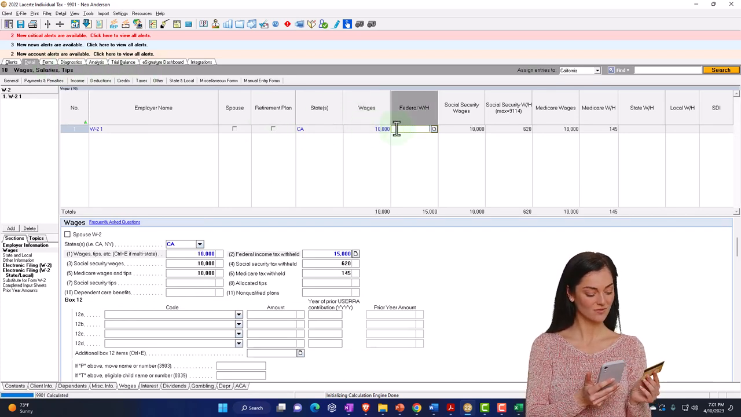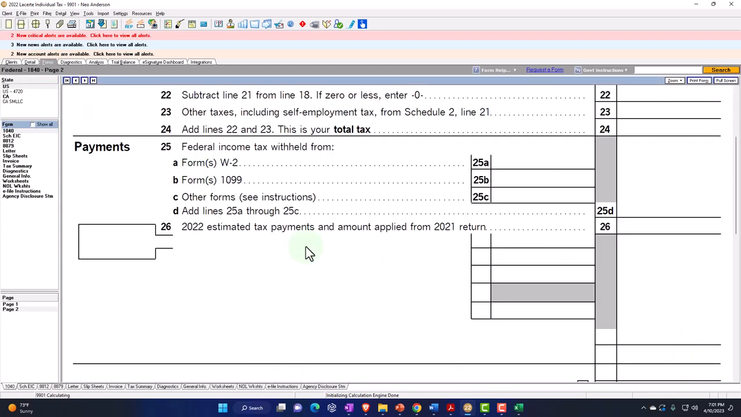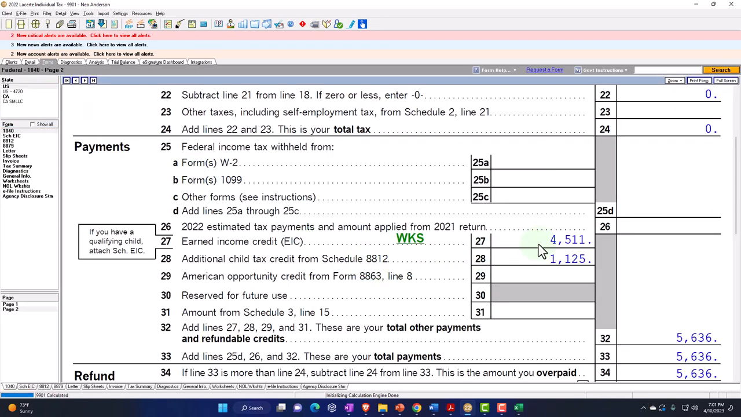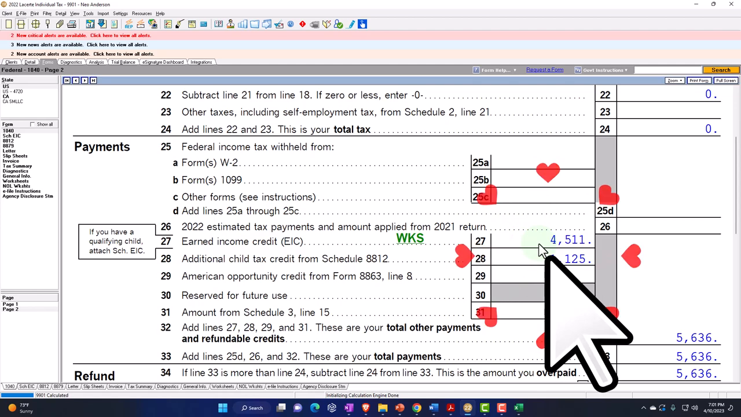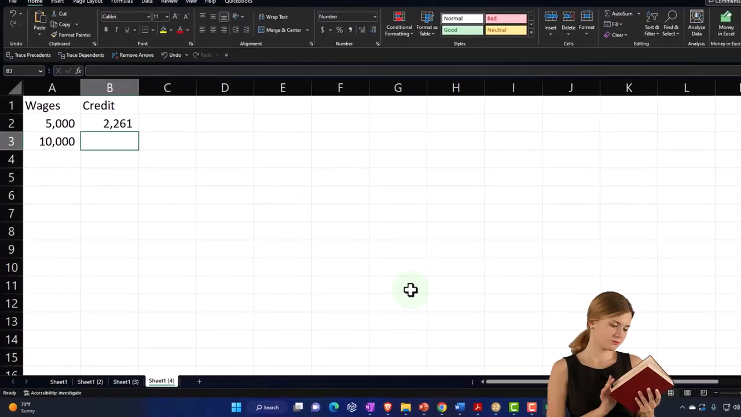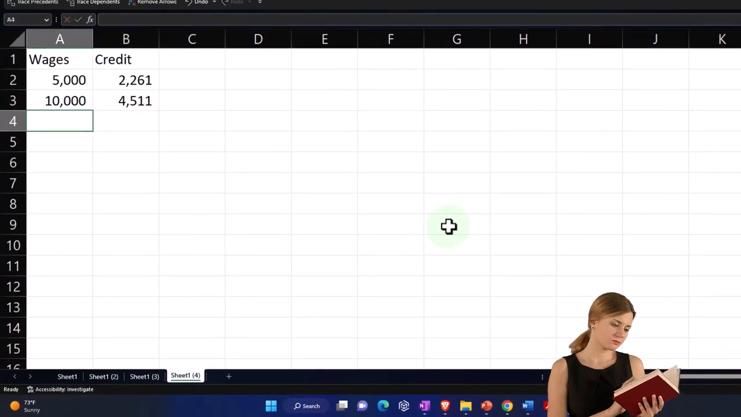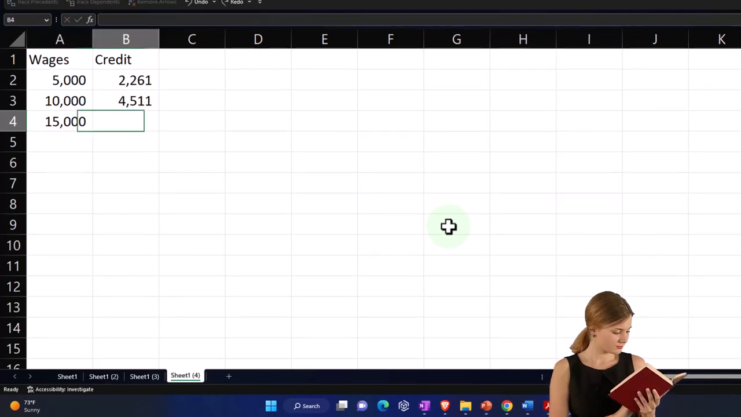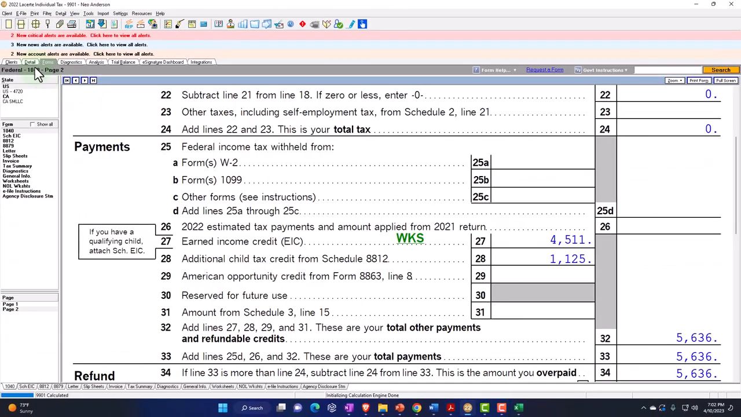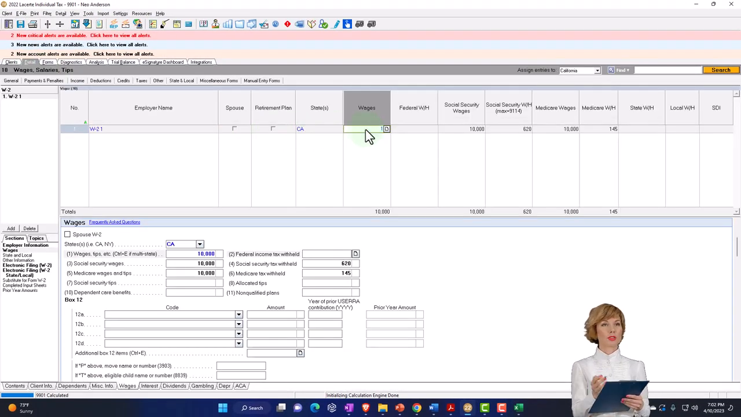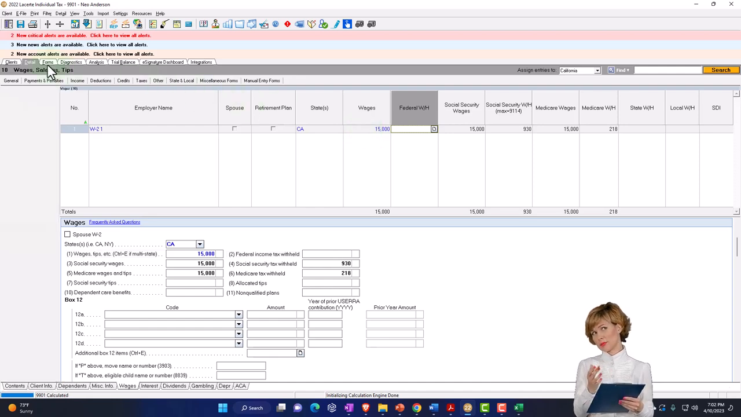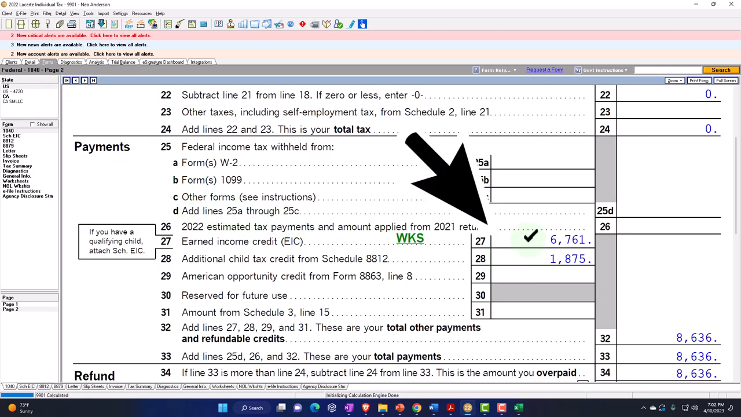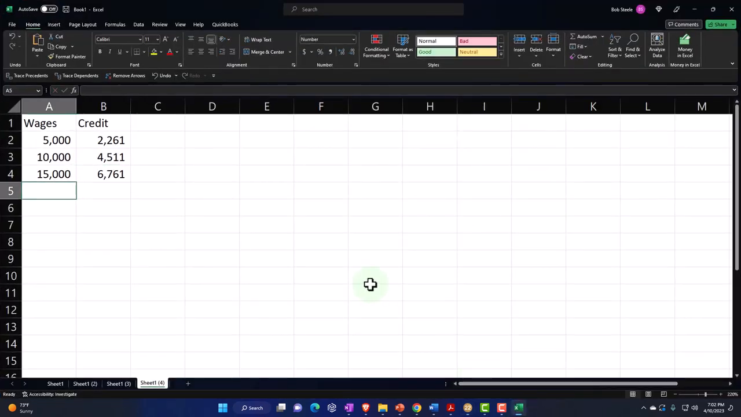I'm gonna get rid of the 15,000 withheld just so we don't have to deal with that. And that's gonna give us the 4511. So now it went up to 4511. The maximum is 6935. Let's go up to 15,000. There we have it, 15,000. And that results in 6761, not at the max yet.